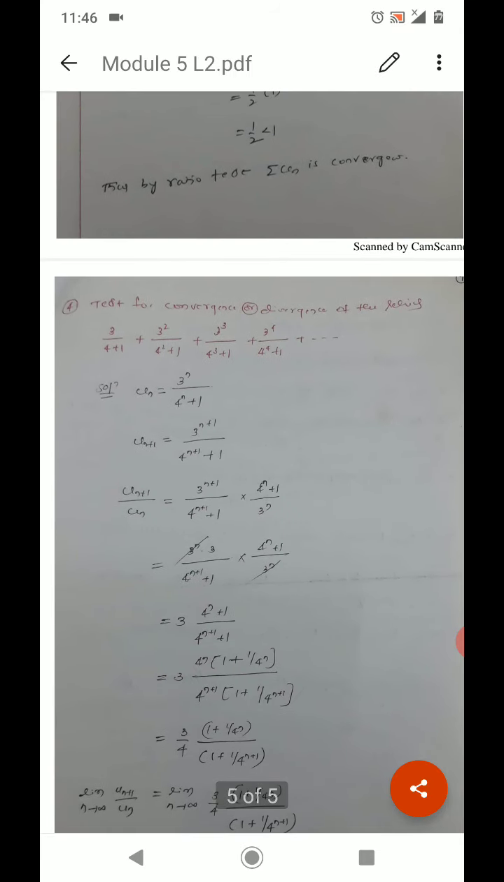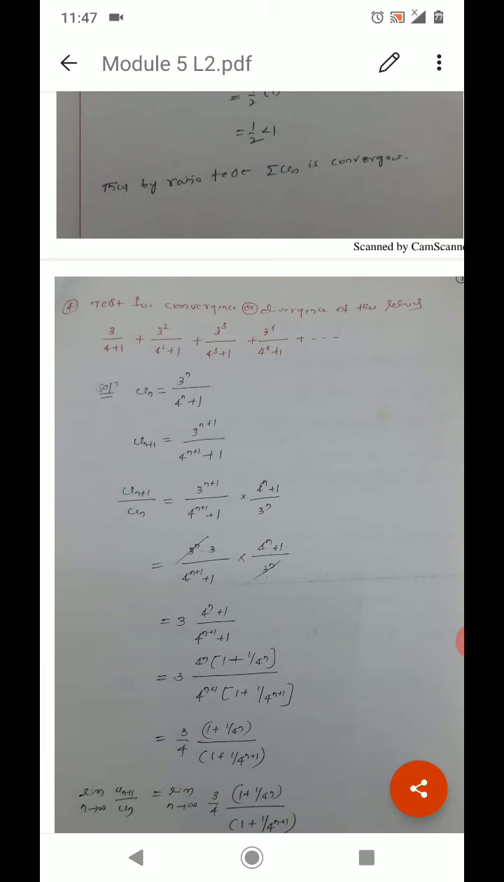Next we have the problem: test for convergence or divergence of the series 3 divided by 4 plus 1 plus 3 square divided by 4 square plus 1 plus 3 cube divided by 4 cube plus 1 plus 3 power 4 divided by 4 power 4 plus 1 plus etc. So the nth term un is equal to 3 power n divided by 4 power n plus 1. un+1 is equal to, replacing n by n+1, we get 3 power n+1 divided by 4 power n+1 plus 1.